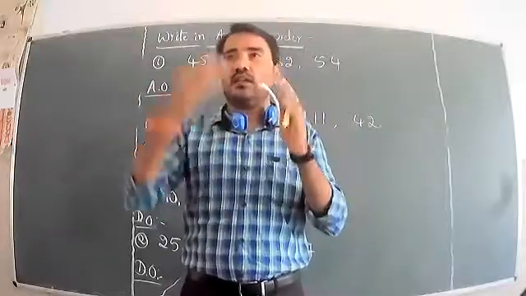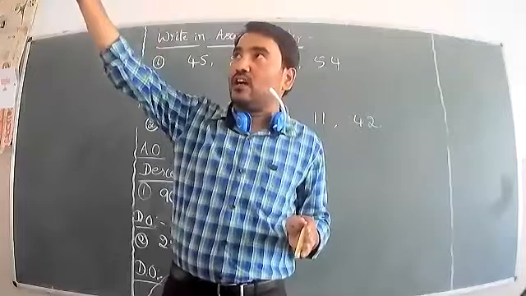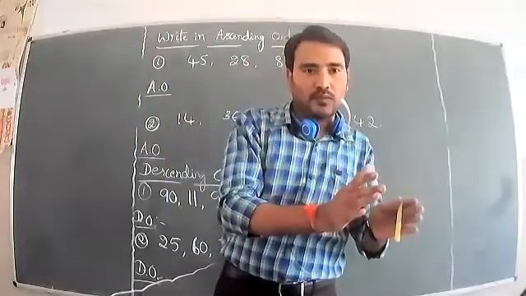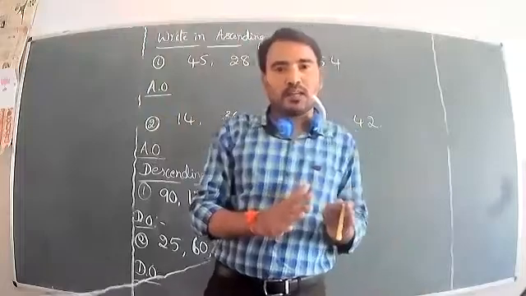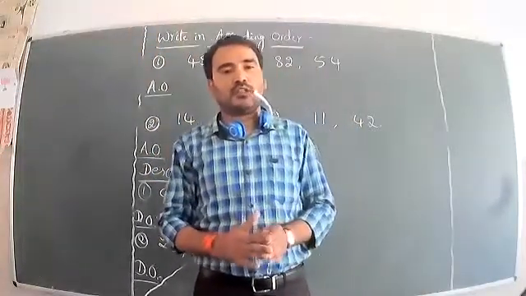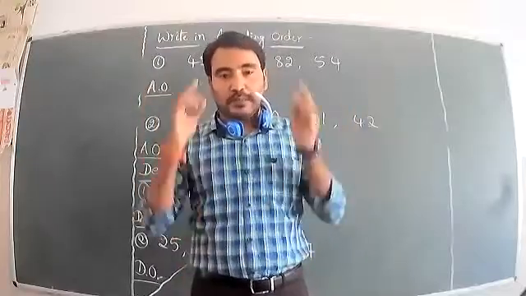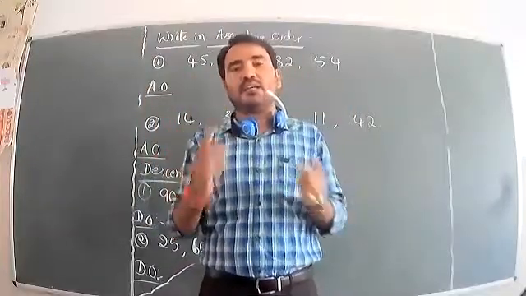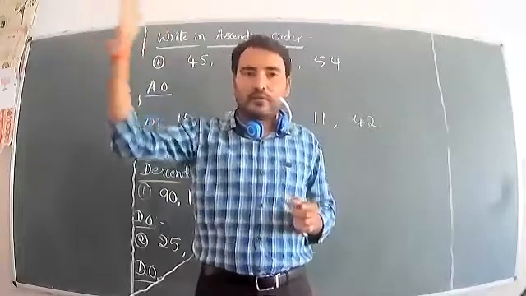Descending order means what? That is the reverse process. First we take the bigger value, going down to the small value, so it is big to small. The numbers arranged from big to small are called descending order. So keep in mind, ascending means small to big, and descending order means big to small.